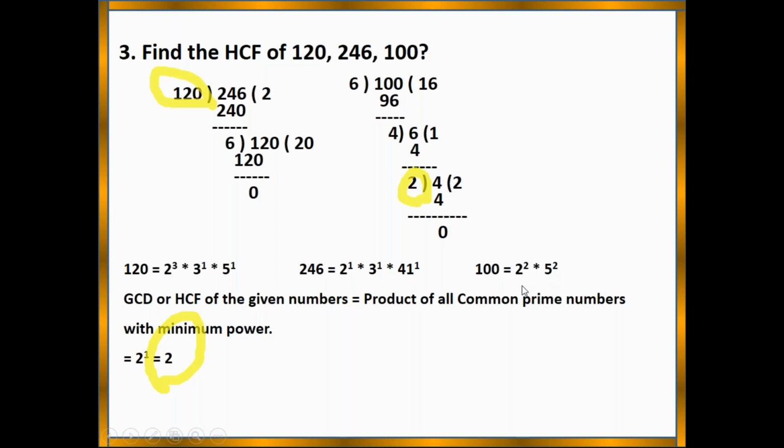At that time 2 is common and 3 is also common. You have to take 3. Out of that 3 power 1 and 3 power 1 and 3 power 2, which one is the minimum? 3 power 1. Concept is same. Don't worry about it.